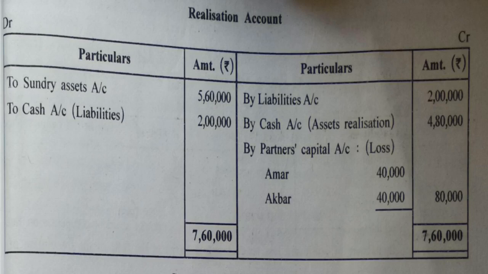The journal entry for closing the accounts of assets: realization account debit to sundry assets account. That means all the other assets. So in journal entry, assets have been credited, and in the process of posting, they are written on debit side, 5,60,000. Same for liabilities, 2 lakh. So what is the next step?